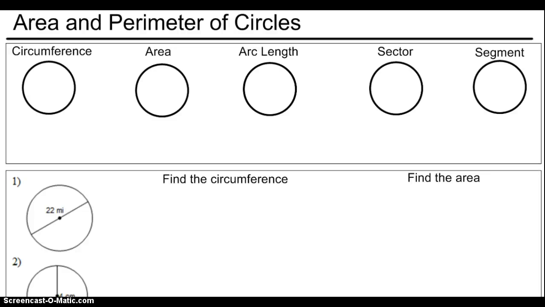In this video, we're going to be talking about the area and perimeter of a circle. To start, we'll talk about the circumference and the area of an entire circle, and then later we'll talk about the arc length and sector of just part of a circle. So to start, circumference and area.